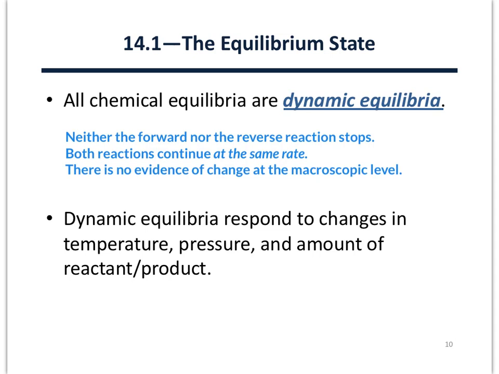A reaction at equilibrium can be shifted out of equilibrium. In other words, the forward and reverse reaction rates can be made no longer equal to one another. And this can occur by changes in pressure, changes in temperature, and addition or removal of a reactant or a product. We'll discuss that in more depth at the end of the chapter in a topic called Le Chatelier's principle.